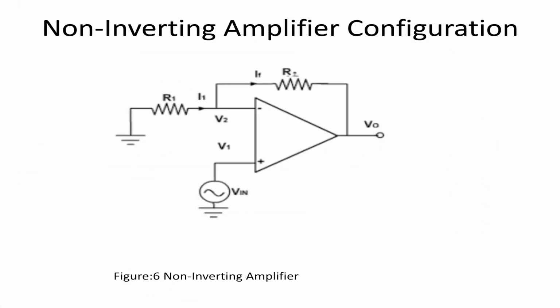Non-inverting amplifier configuration. In the non-inverting amplifier configuration, the input signal is applied to the non-inverting input terminal of the op-amp. The output is taken from the op-amp output terminal, and this configuration provides a non-inverting output and allows for adjustable voltage gain. The circuit diagram is shown below and the equation is also shown below, so you can understand easily.